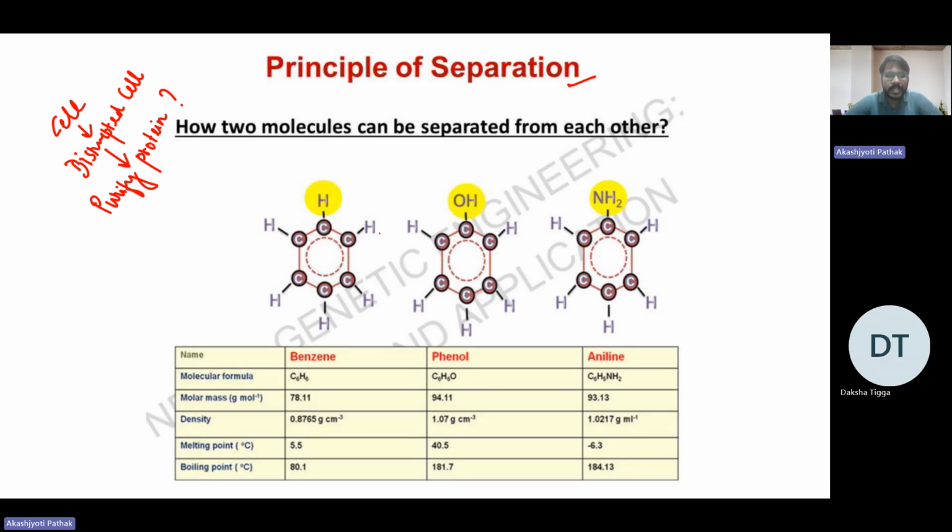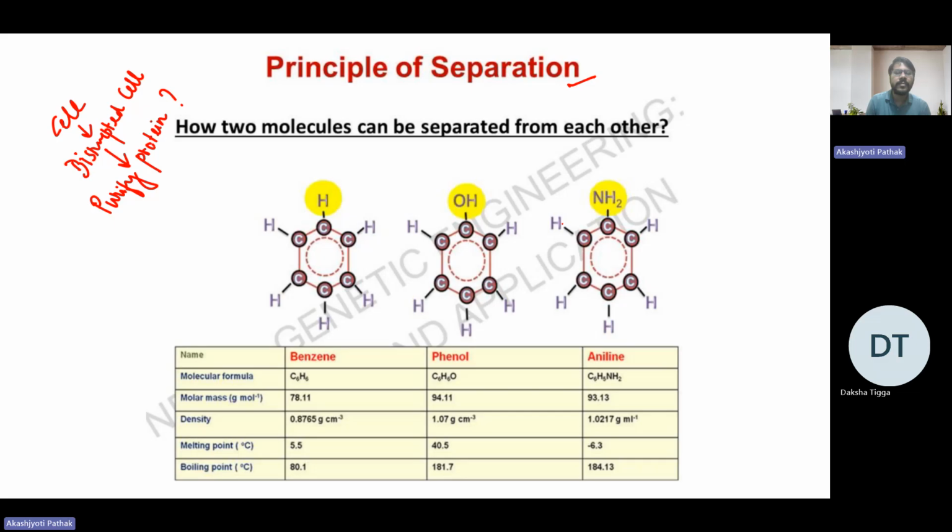For example, in this figure, which is taken from the lecture slide, you can see three different chemical compounds: benzene, phenol, and aniline. What are the differences among these chemical compounds? They differ in the functional groups present on them. Phenol has an OH functional group, and aniline has an amino or amine group. As a result of these different functional groups, they have different physical and chemical properties.